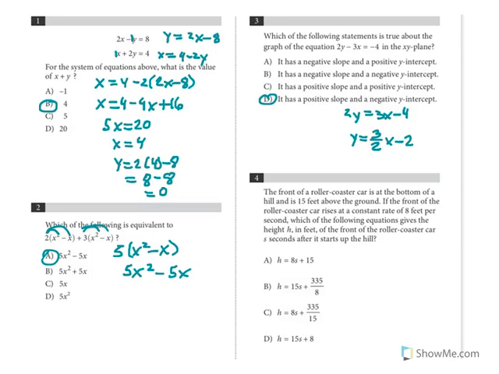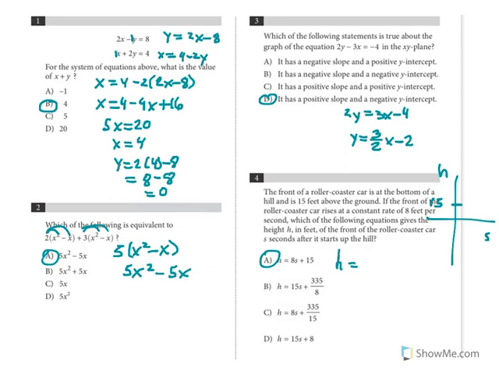All right, so we're looking for h equals. Let's just draw the situation here. We see that it starts off 15 feet above the ground. So when s is 0, h is 15. Right there, that tells us our y-intercept is 15, which has to be answer choice A.